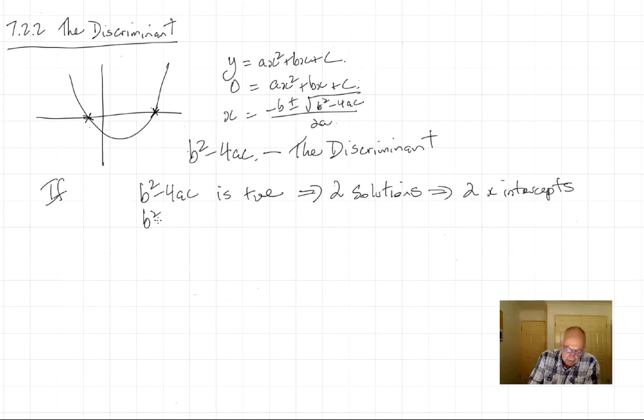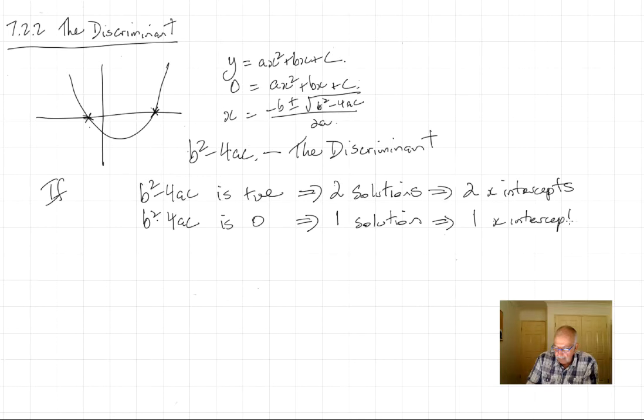If b squared minus 4ac is 0, it could happen that b squared, when you square it, is exactly the same as 4ac. Then you get x equals minus b on 2a. That's the only solution, so you only get one solution. And so you get one x-intercept.